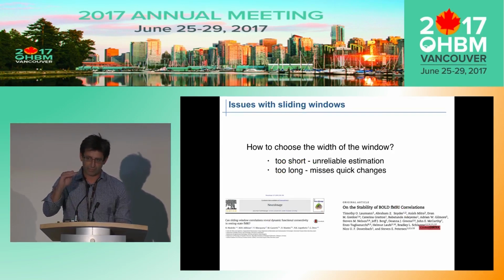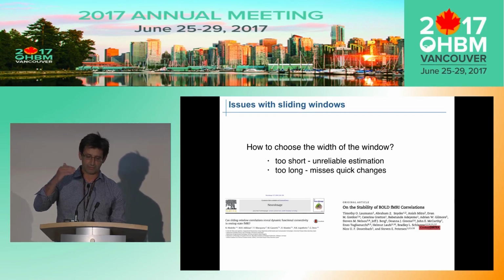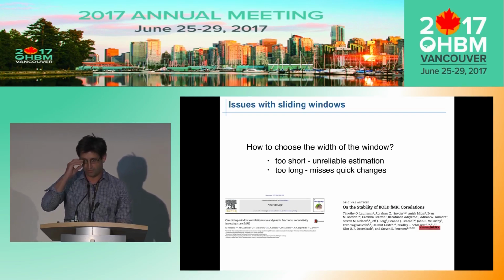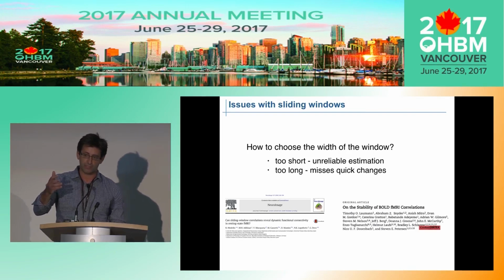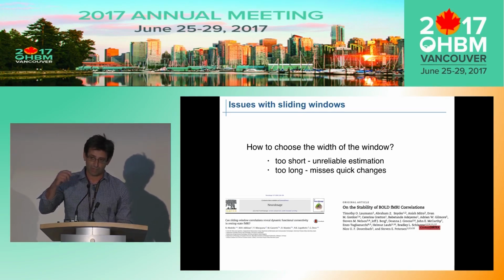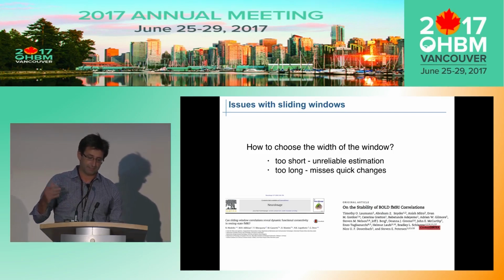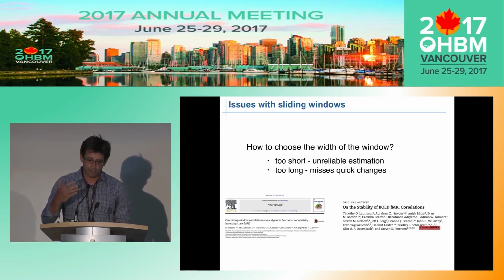So one of the big problems with sliding windows really comes down to the question of how you go about choosing the width of your window. If you make that window too short, then you'll get unreliable estimation. Of course, you can try and correct for that with sensible statistics, but you're going to lose sensitivity. Or if you make your window too long to try and solve this problem, you may well be missing genuine quick changes in your data, if they are indeed there.